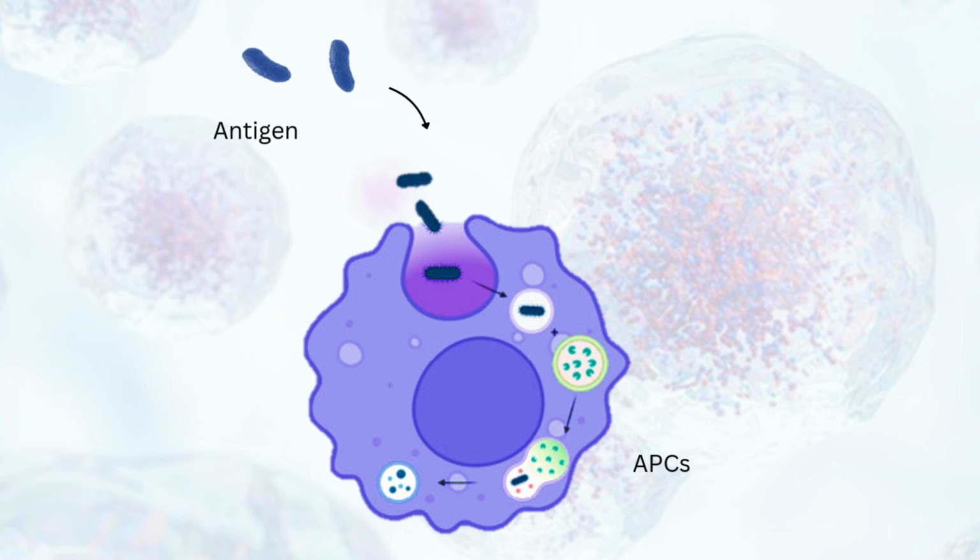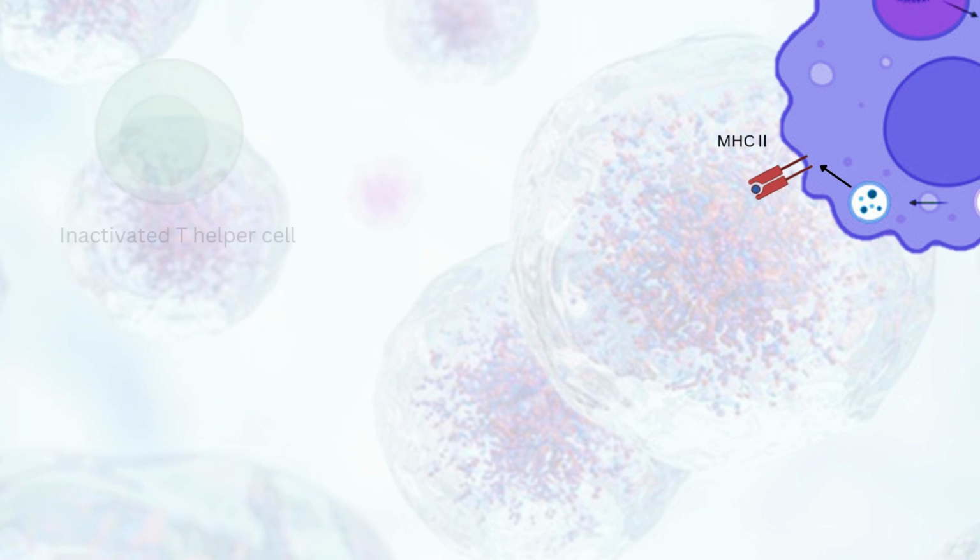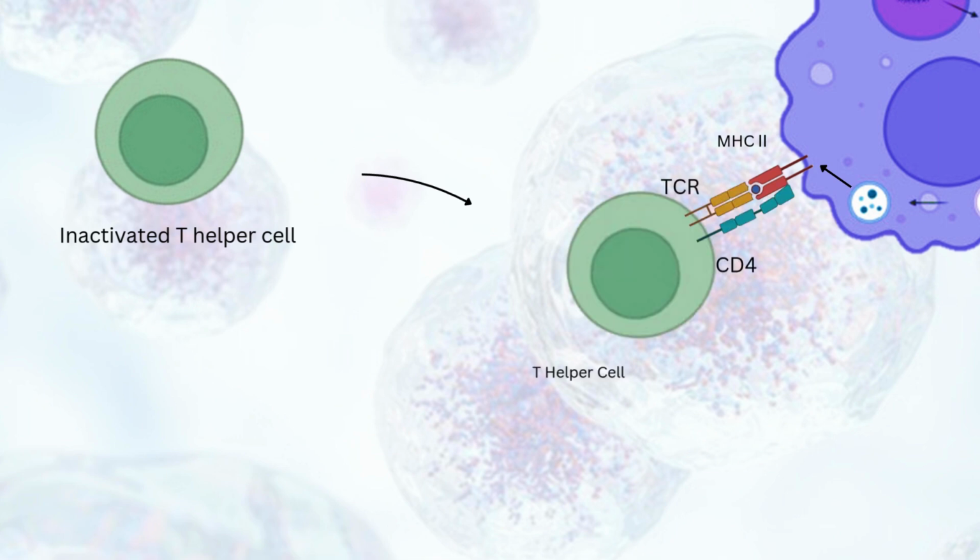These cells degrade the antigen into smaller peptide fragments by phagocytosis, and present it on their surfaces through major histocompatibility complex class II. An activated T helper cell recognizes this presentation of antigen, resulting in its activation due to the binding of the T cell receptor with the antigen and the CD4 receptor with MHC class II.